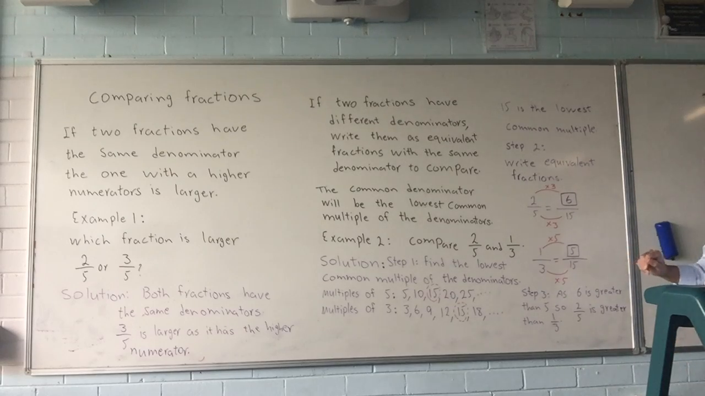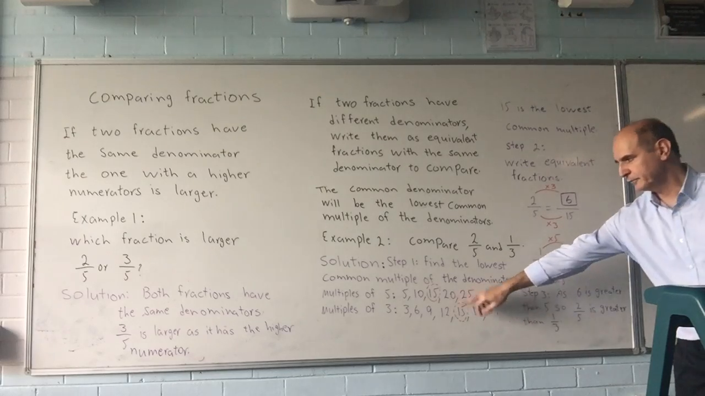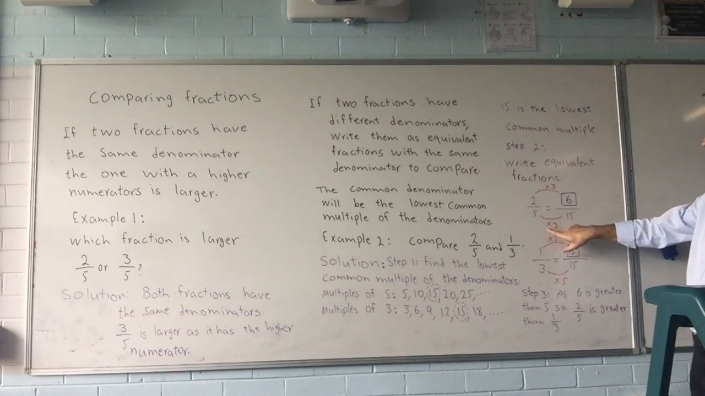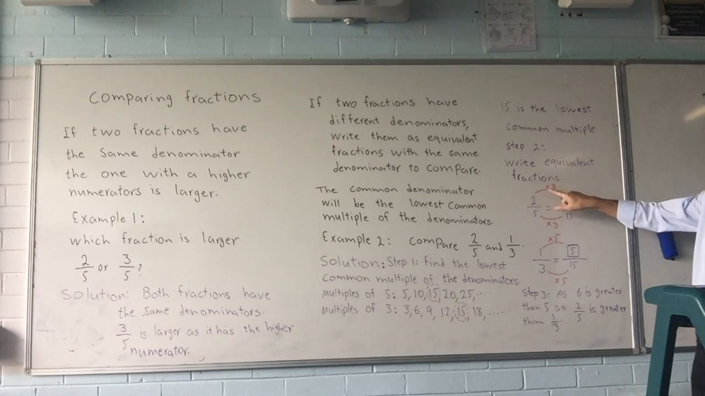So what does this mean? Now I can write both fractions out of 15, because 15 is the common denominator. So 2/5 out of 15. What should go here in the numerator? I know my denominator, but what should go here in the numerator? These two fractions are equivalent fractions. To get from 5 to 15, you need to multiply by 3. And if you multiply the denominator by 3, you have to multiply the numerator also by 3. So 2 times 3 is 6.